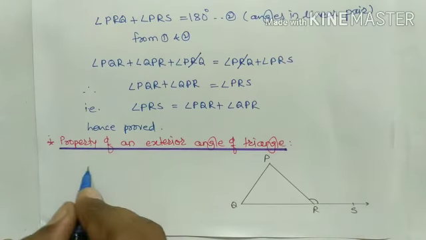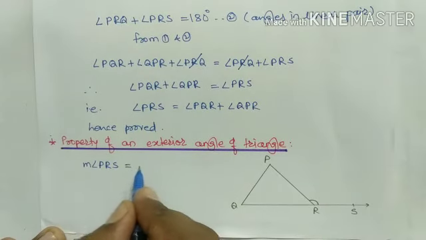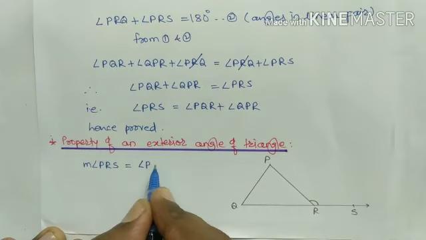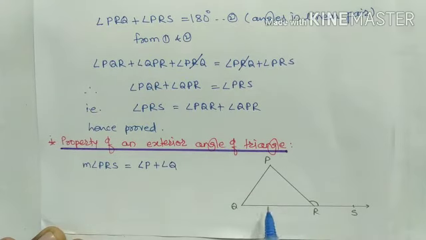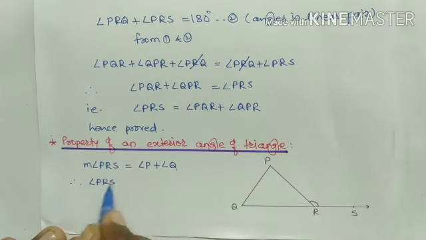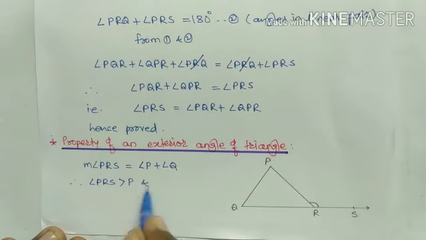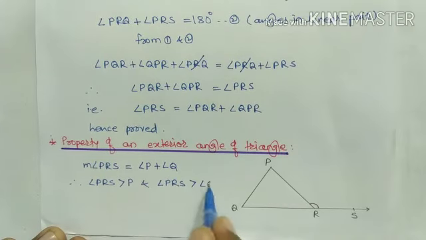Here measure of angle PRS equals the measure of angle P plus the measure of angle Q, because these two are the remote interior angles considering this exterior angle of triangle PQR. It means that angle PRS is greater than P and also angle PRS is greater than angle Q.